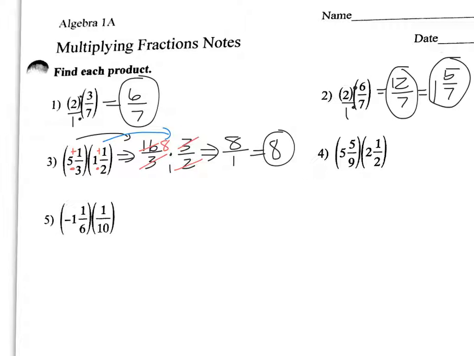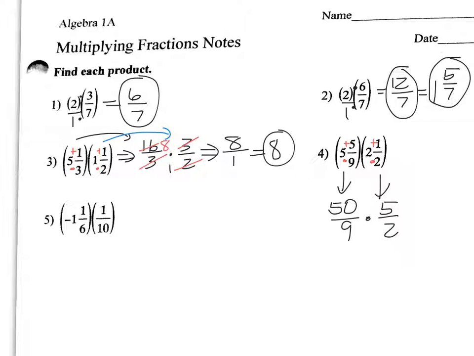Okay, so let's do the next one. So I'm going to write this down here. I'm going to rewrite this one. 5 times 9 plus 5. So 5 times 9 is 45, plus 5 would be 50 over 9. Do the next one. 2 times 2 is 4, plus 1 would be 5. So I have 5 over 2.